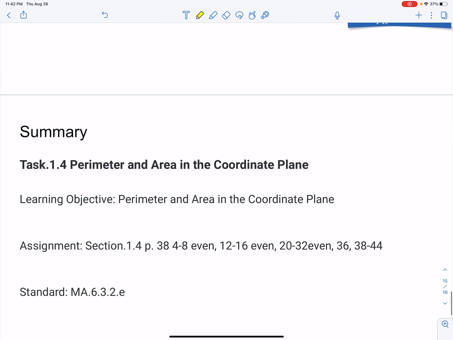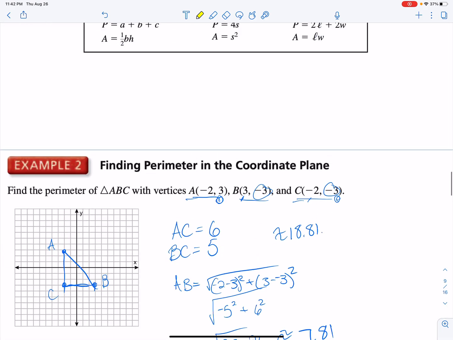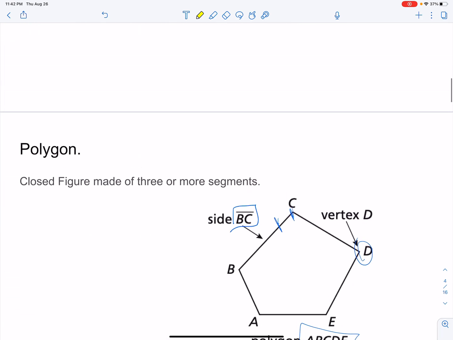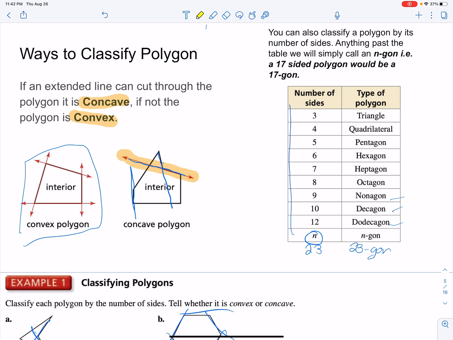Okay, so in summary, ideally we were able to find the perimeter and area in the coordinate plane. We did several examples. The other thing that was key from this section is to make sure you can classify those polygons like we talked about at the beginning of the video.